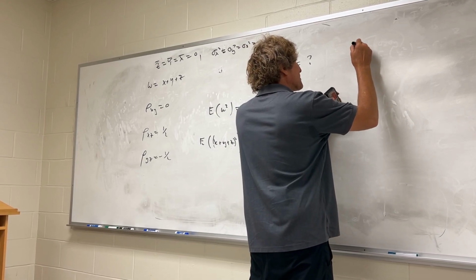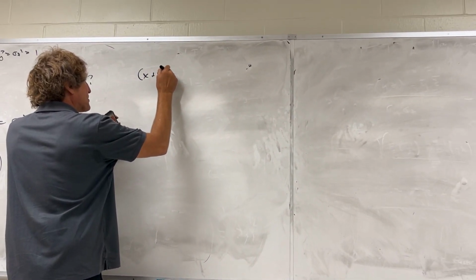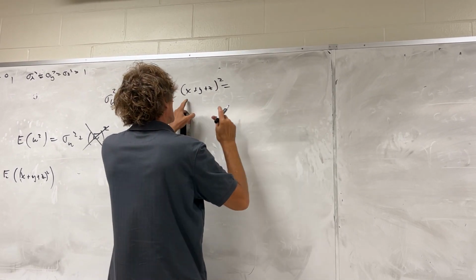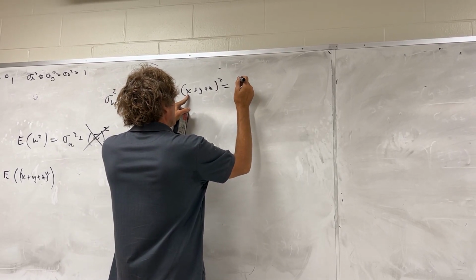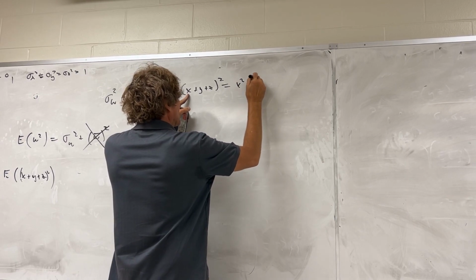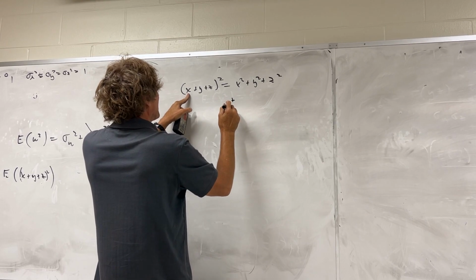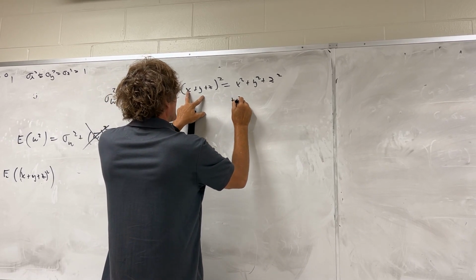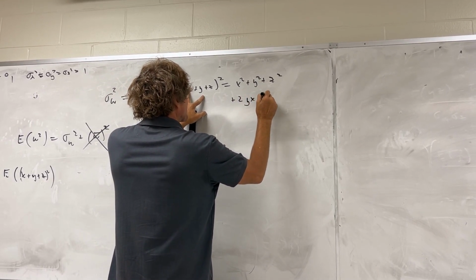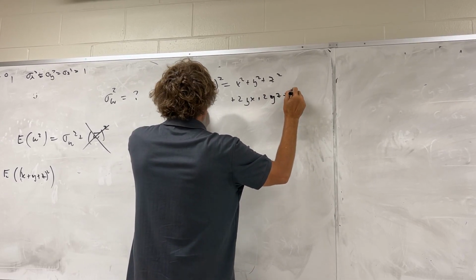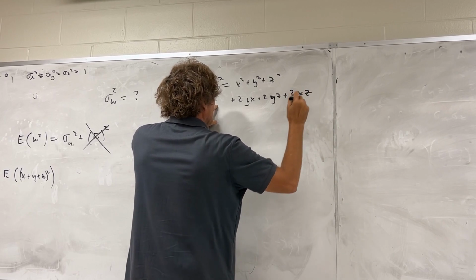What is that? I'm going to do this up here. So if I have x plus y plus z and I square it, what do I get? I get x squared plus y squared plus z squared. That's the first part, plus, and then I have what? 2xy plus 2yz plus 2xz, right? Correct?